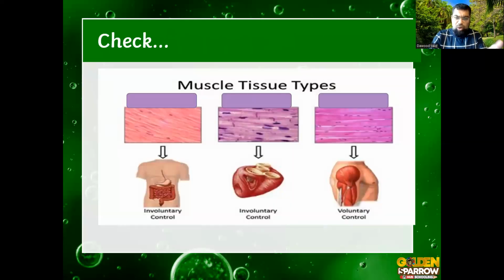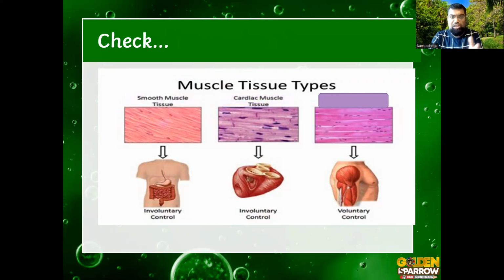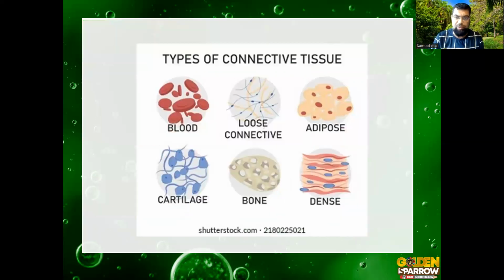So the involuntary muscles are what we are talking about, right? Then there are voluntary muscles, and they are under voluntary control. The heart muscles are again involuntary. So cardiac muscles are involuntary, smooth muscles are involuntary, and skeletal muscles are voluntary.